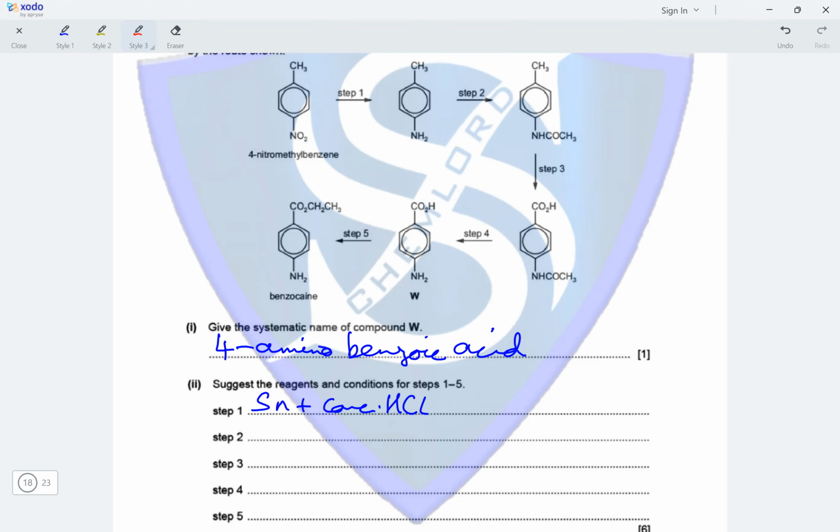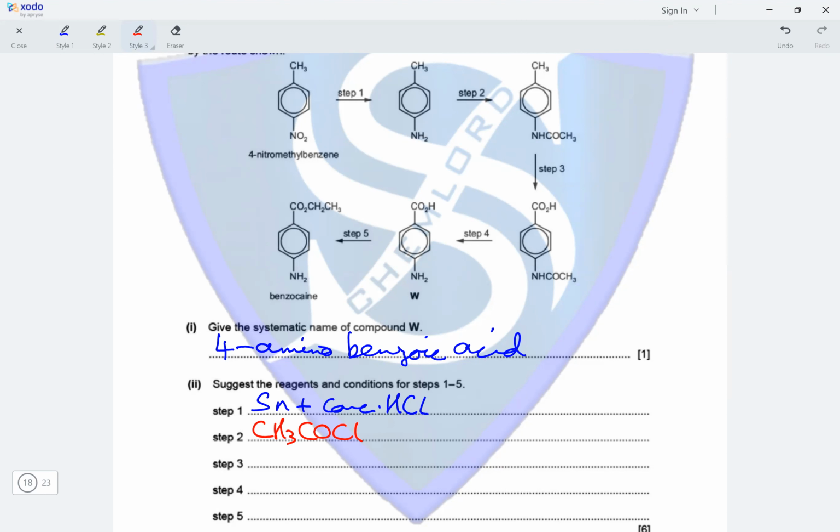In step 2, the NH2 group is converted into an amide, NHCOCH3. So the reactant is CH3COCl. That is the reactant and it reacts with amine to form the amide. There are no additional conditions present.